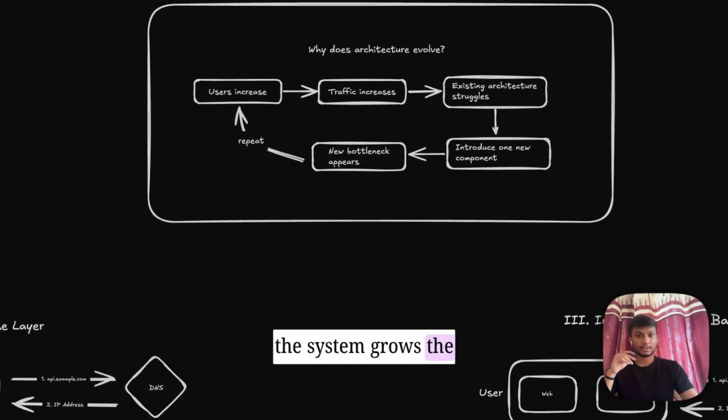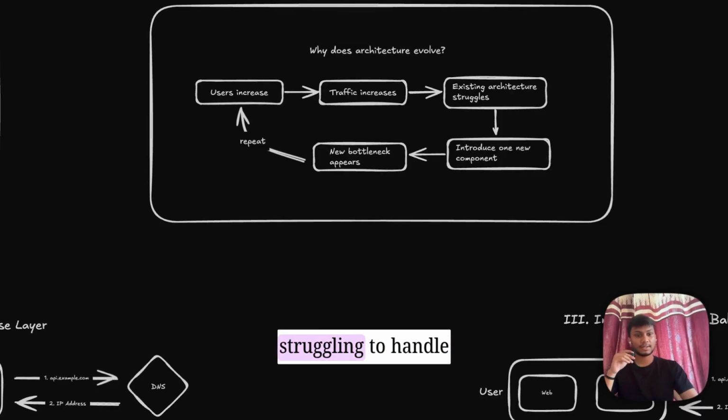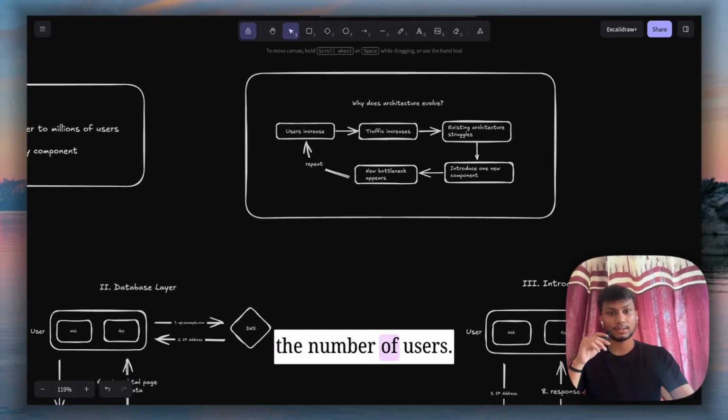As the system grows, the users increase and traffic also increases. This results in the existing architecture struggling to handle all the load and the number of users. Therefore, we introduce a new component which results in a new bottleneck. And this process keeps on repeating itself according to our number of users and our business needs.